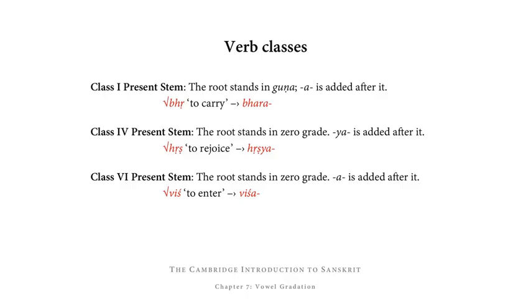In class 4 present tense stems, on the other hand, the root remains in zero grade and a ya is added after it. So a root such as hrs, to rejoice, remains in zero grade, and we have ya added after it to give us hrsya. And then finally, in class 6 present stems, the root stands and remains in zero grade, and an a is added after it. So vis, to enter, then gives us the present tense stem visa.